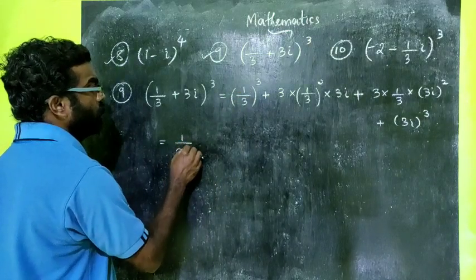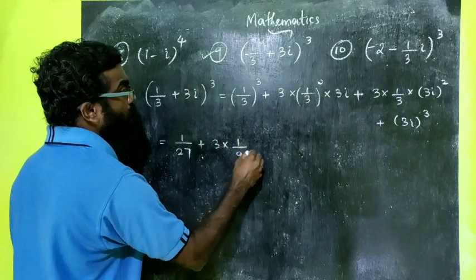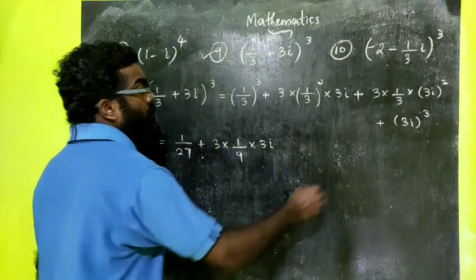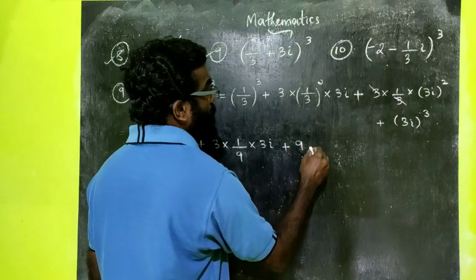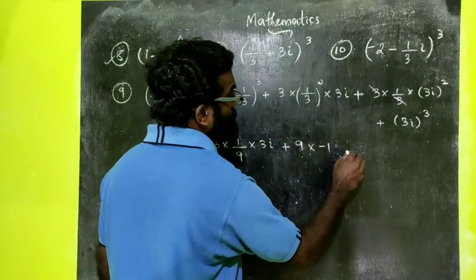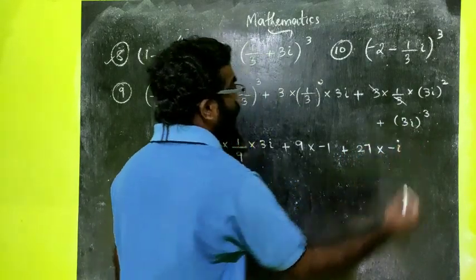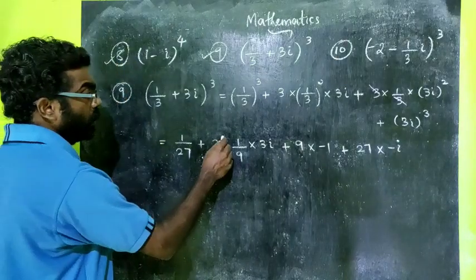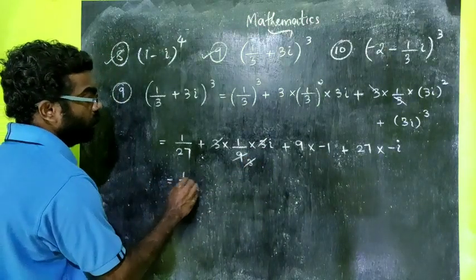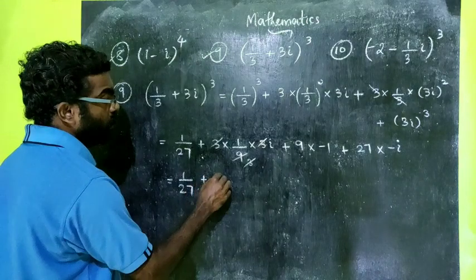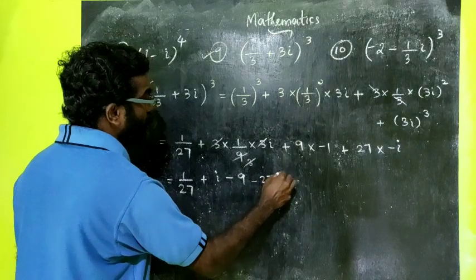1 by 3 the whole cube. 1 cube is 1, 3 cube is 27. Then plus 3 into 1 square is 1, 3 square is 9 into 3i. Here we can cancel this 3 and 3. 3i the whole square, 3 square is 9, i square is minus 1. Here 3 cube, 3 cube is 27 and i cube is minus i. Okay. Here we can cancel this 3 and 9, here 3. Again we can cancel 3 and 3. So 1 by 27. Then plus i. Here minus 9. Then minus 27i.